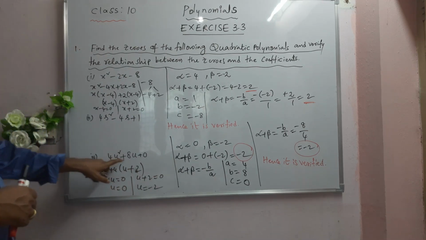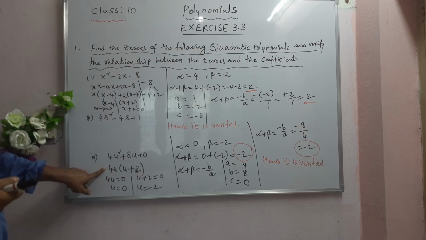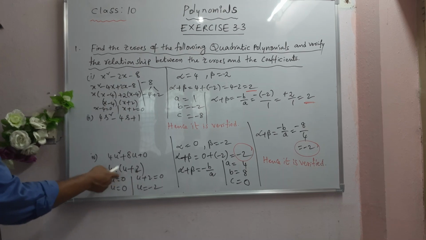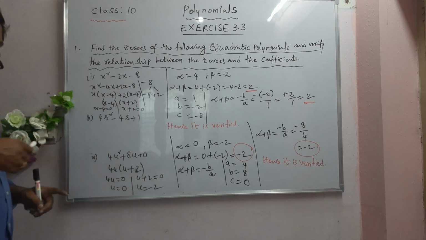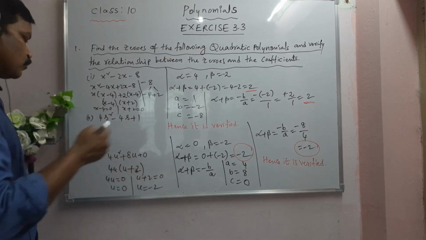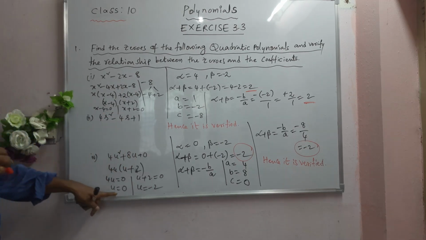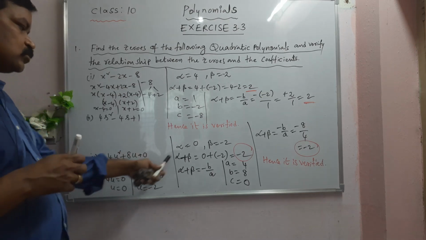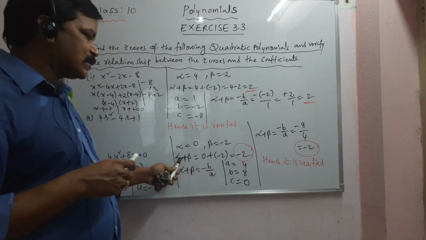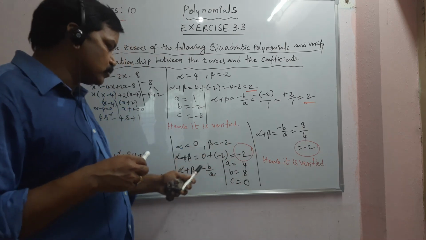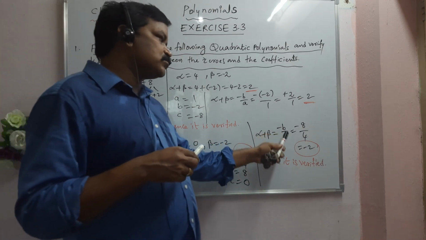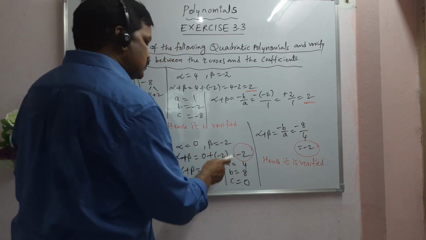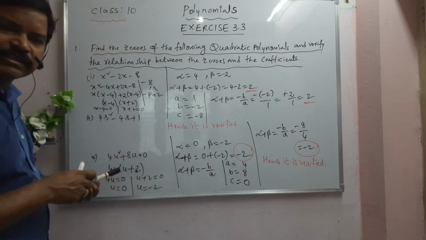Understand children? 4u square plus 8u, take 4u common here, this is u plus 2. Either 4u is equal to 0 or u plus 2 is equal to 0, since the product is equal to 0. So u is equal to 0, and u plus 2 equal to 0 means u is equal to minus 2. So the two zeros are 0 and minus 2, their sum is 0 minus 2, which is minus 2. According to the coefficients, minus b by a means minus 8 by 4, that is also minus 2. So in this case both are equal, therefore hence it is verified.